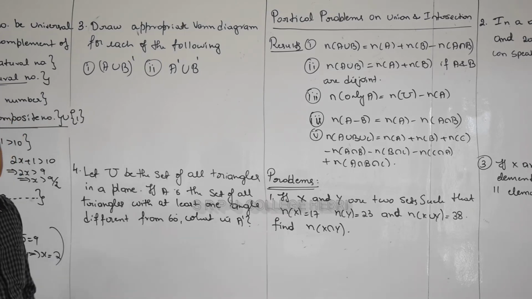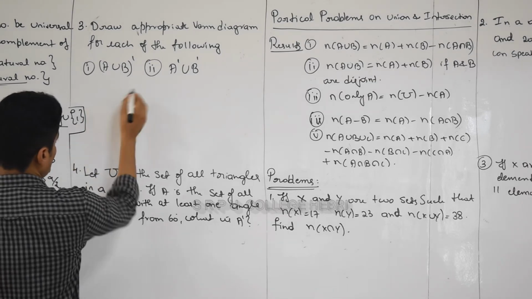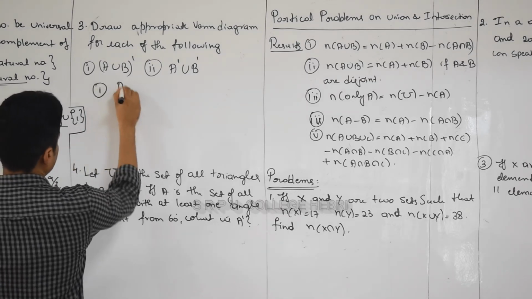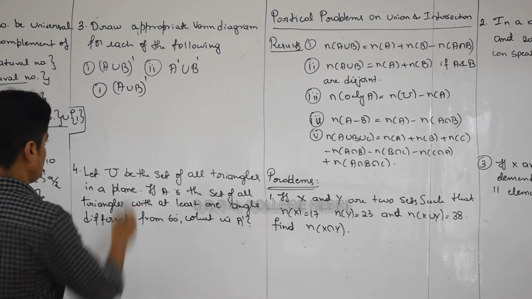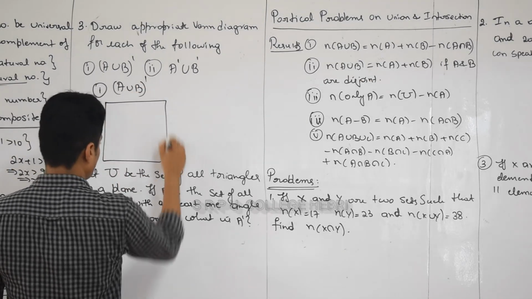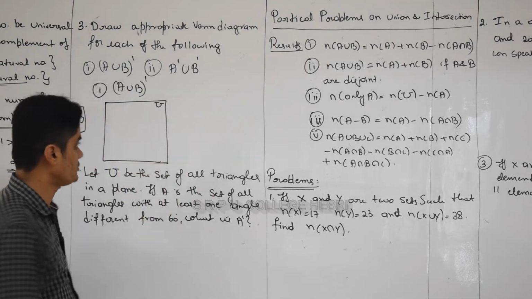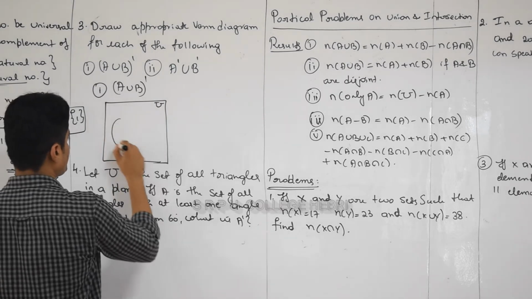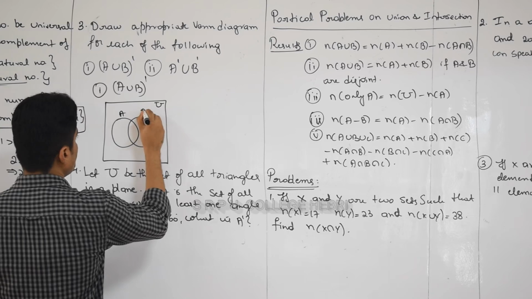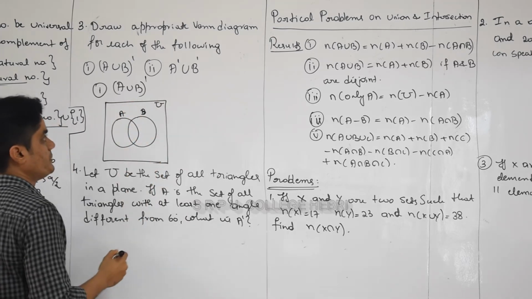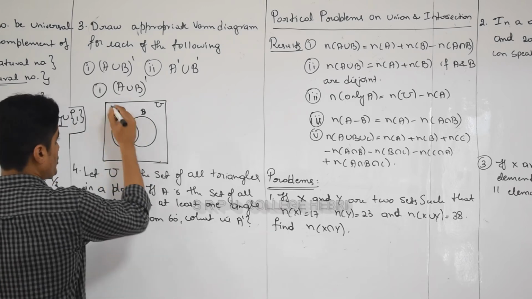There are 2 problems here and you are going to draw their Venn diagrams. Remember what a Venn diagram is. Let me take the first question, that is, A union B whole complement. We have to draw the Venn diagram for this. A Venn diagram consists of a universal set represented as a square box. Then the 2 sets are represented using circles. This is A, this is B. So A union B whole complement. A union B is the region including both A and B. So its complement is the outside region.